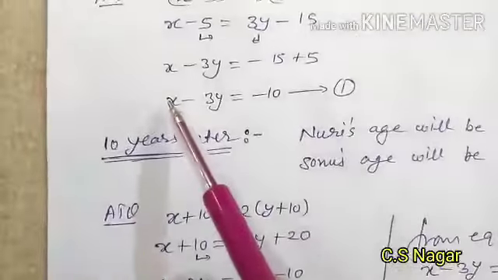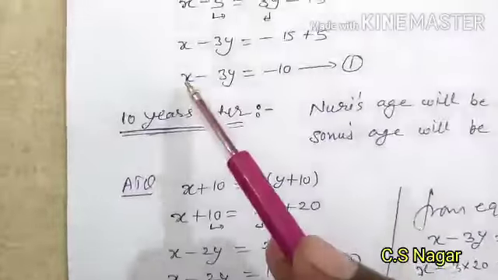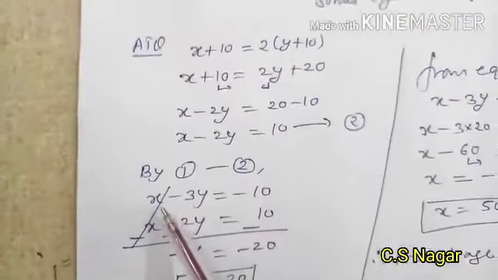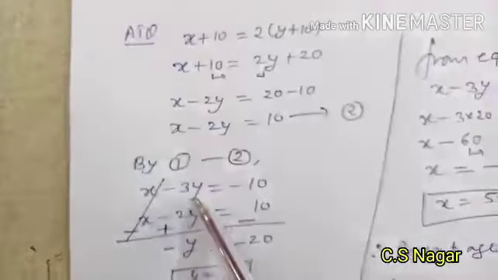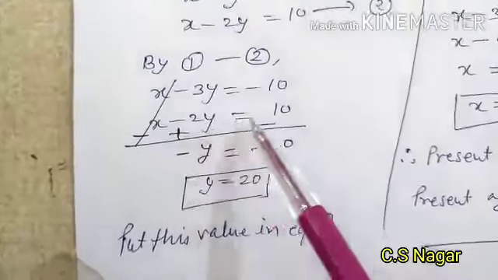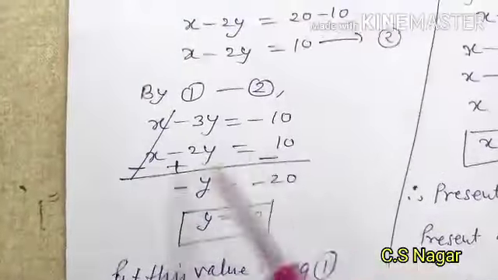Here the coefficient of x is equal in both, and the sign is also the same, so subtract the two equations, 1 minus 2. First write equation number 1, x minus 3y is equal to minus 10. After that, second, x minus 2y is equal to 10.